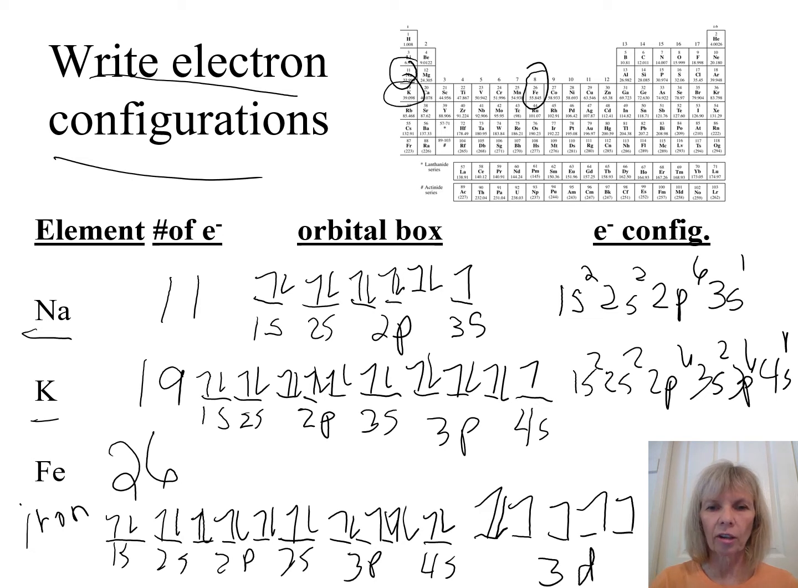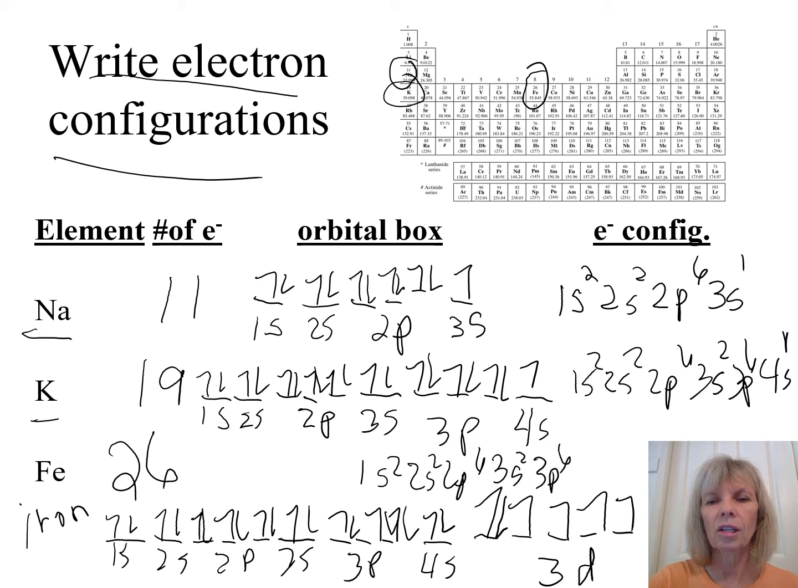So its electron configuration is 1s squared, 2s squared, 2p6, 3s squared, 3p6, 4s squared, and 3d6.